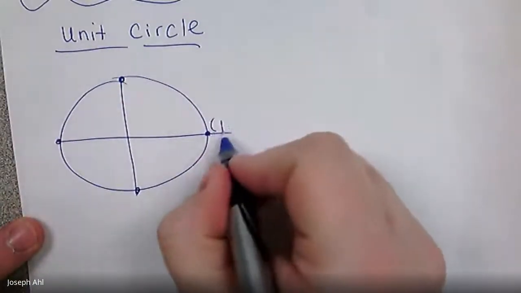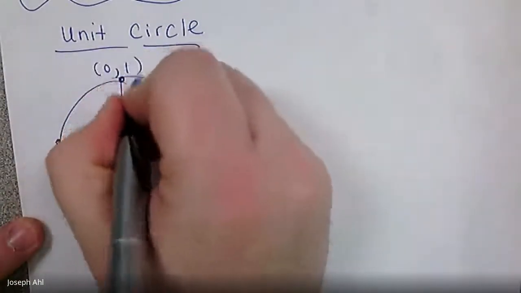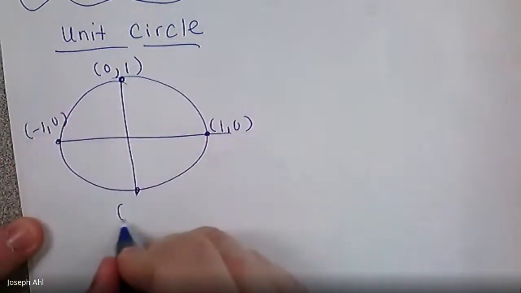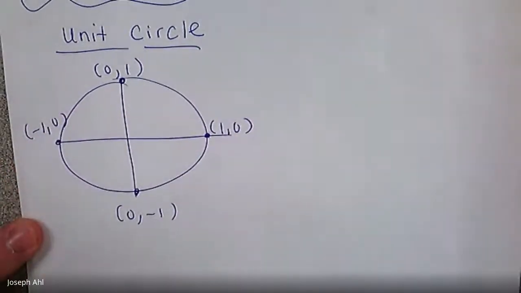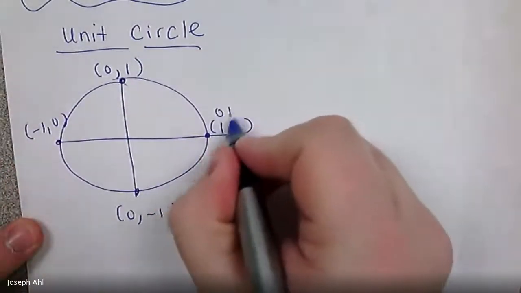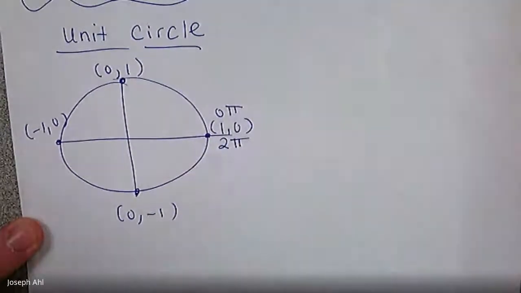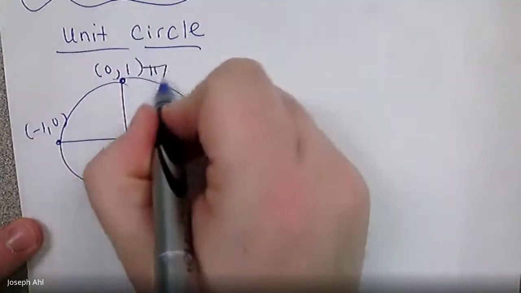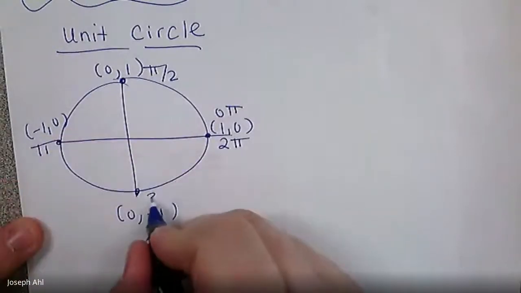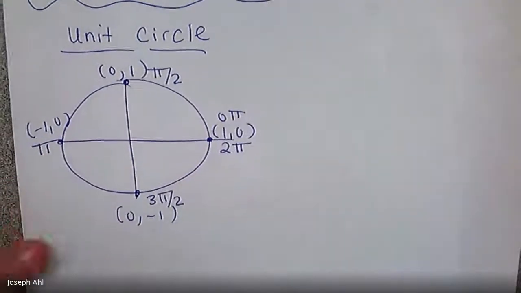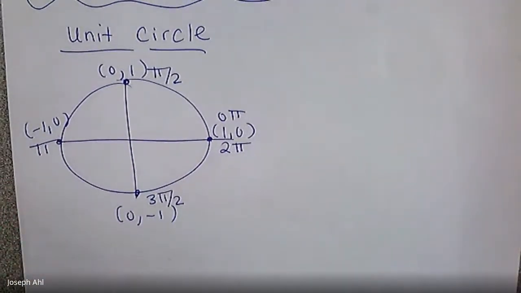Okay, if we label those 4 points: 1, 0; 0, 1; negative 1, 0; 0, negative 1. We know this is 0 and 2 pi for a full circle. Up here is pi over 2, pi, and 3 pi over 2. So label all those angles in radians.